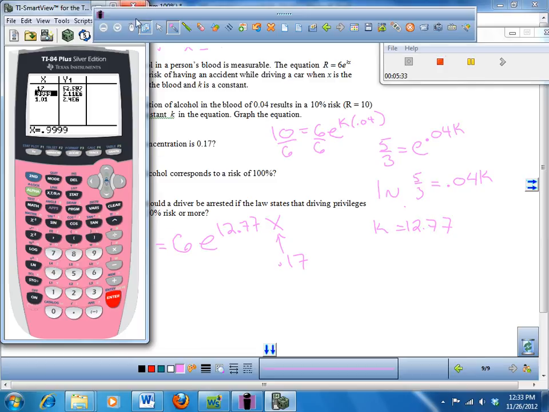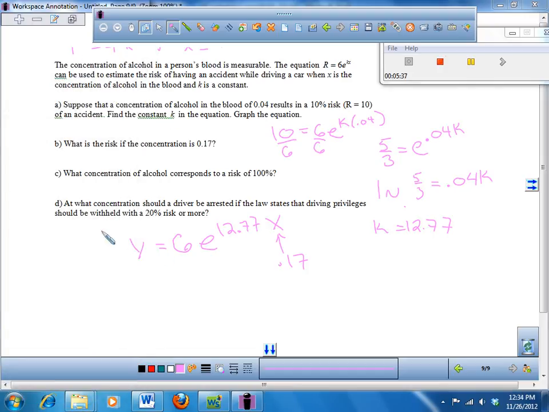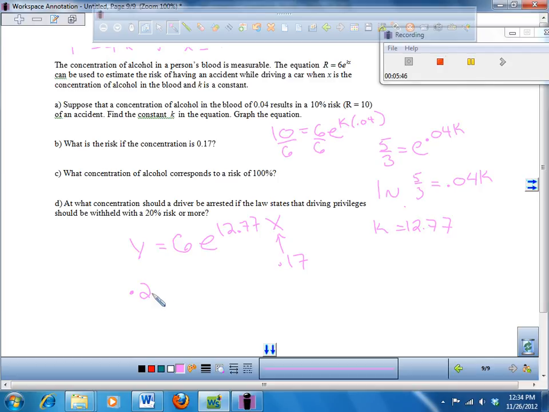The next question asks at what concentration would you be arrested? The law states that driving is illegal at a risk percentage of 20% or more. So you want to set this at 20, put 6 over there, e to the 12.77x, and solve for x. First divide by 6 and then take the natural log, or you could do it with your calculator and see where that graph crosses 0.2. Okay, the end.